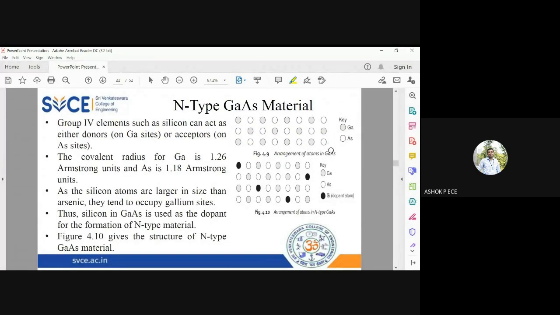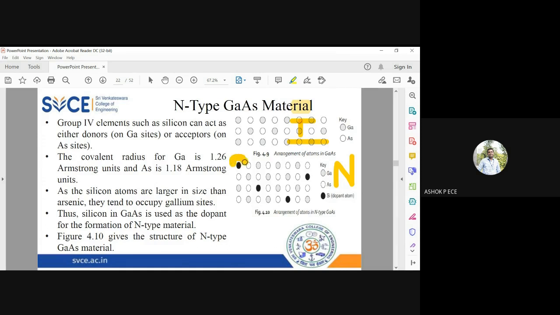This is an intrinsic semiconductor. Intrinsic means it is pure. No impurity is added. If I want to make this gallium arsenide N-type, what should I do? I have to dope it with silicon. The silicon will be acting as a donor impurity. And you can see when silicon is added, this silicon is going to replace your gallium atoms.